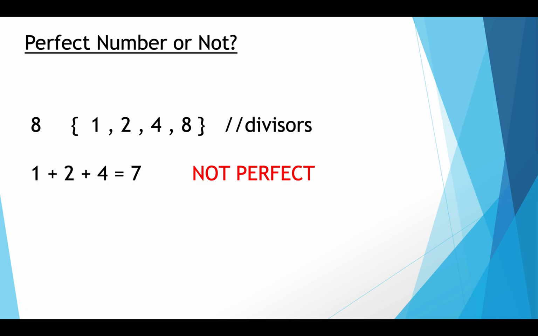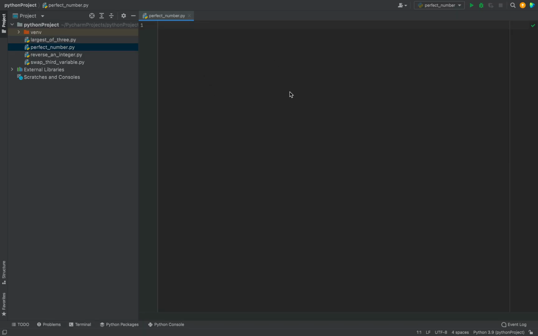Let's go to PyCharm now. This is my PyCharm IDE. I have created this file perfect_number.py in which I am going to write the Python program. I am also going to tell you an optimization trick in the end, which can save tons of time. So make sure you stay with me till the end.